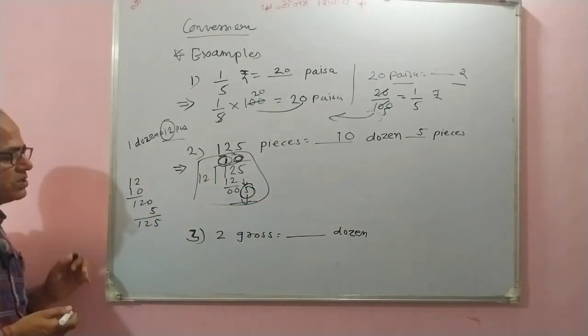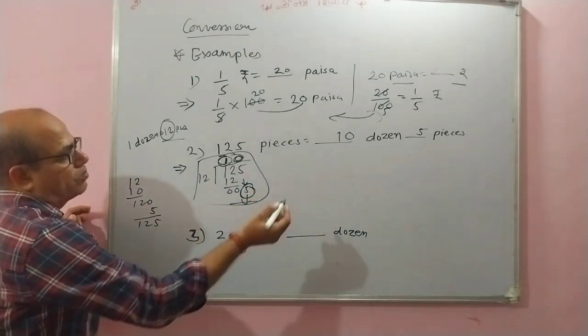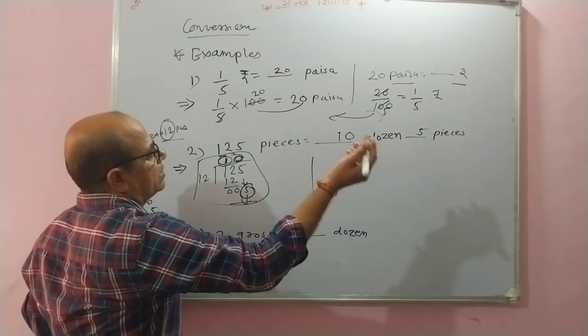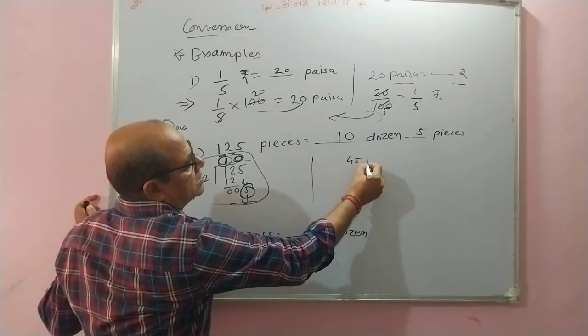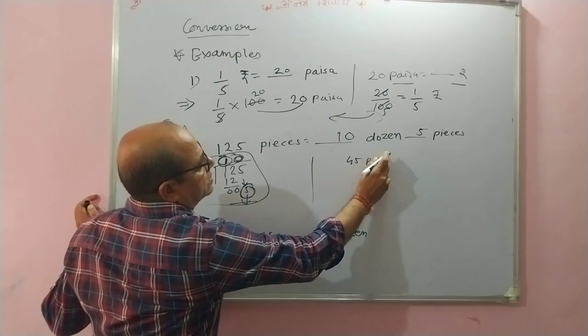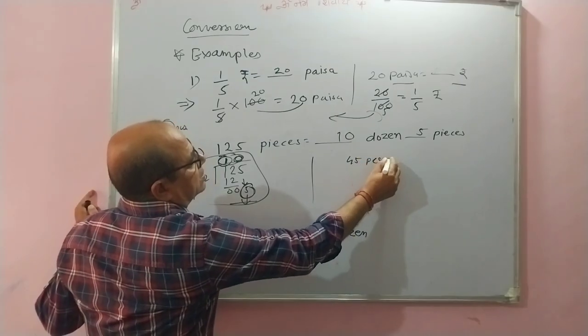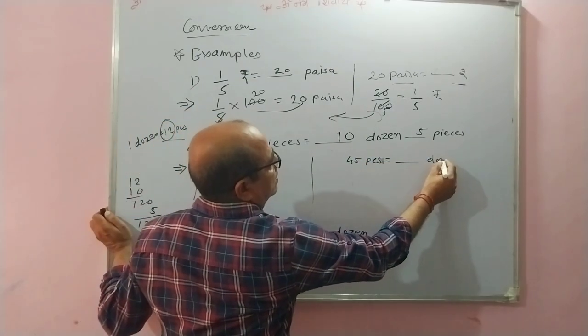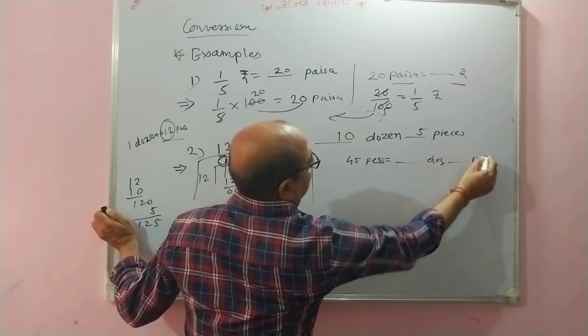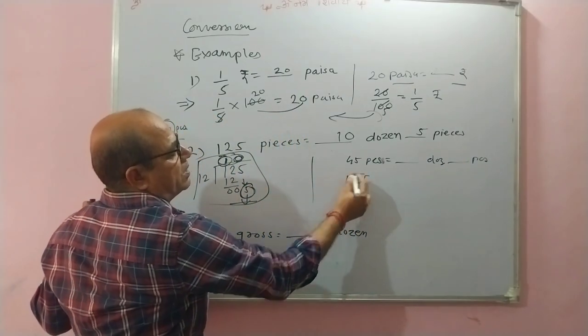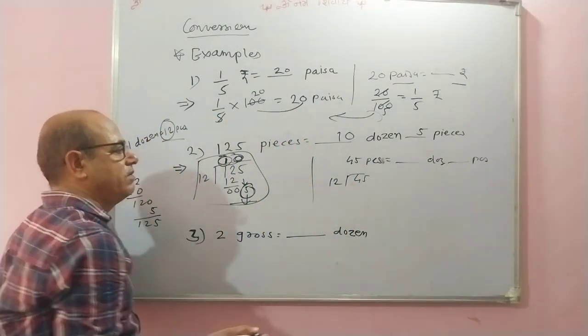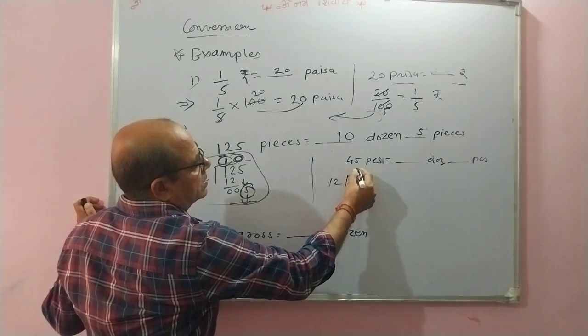Now see, 2 gross. Here one more example you want to do, then you can do. Suppose 45 pieces are there. 45 pieces is equal to dash dozen and dash pieces. So 45 divided by 12. 12 1s are 12, 12 3s are 36. Okay, 12 4s are 48.